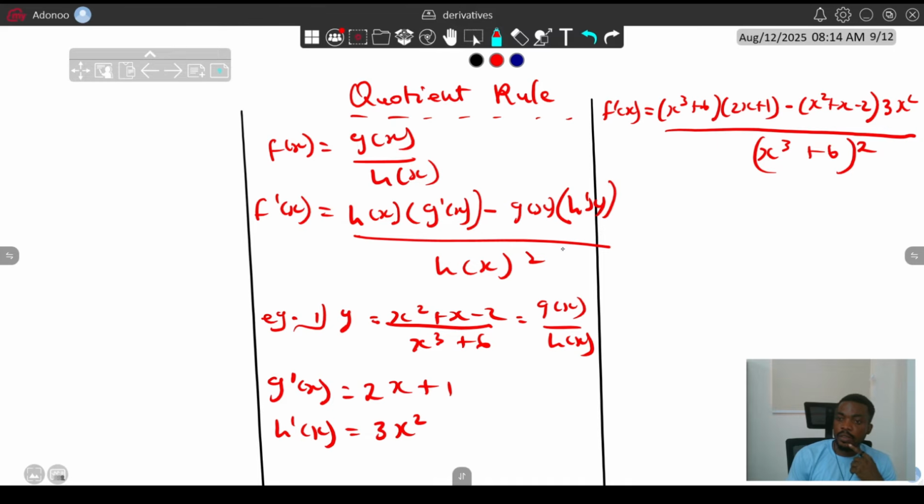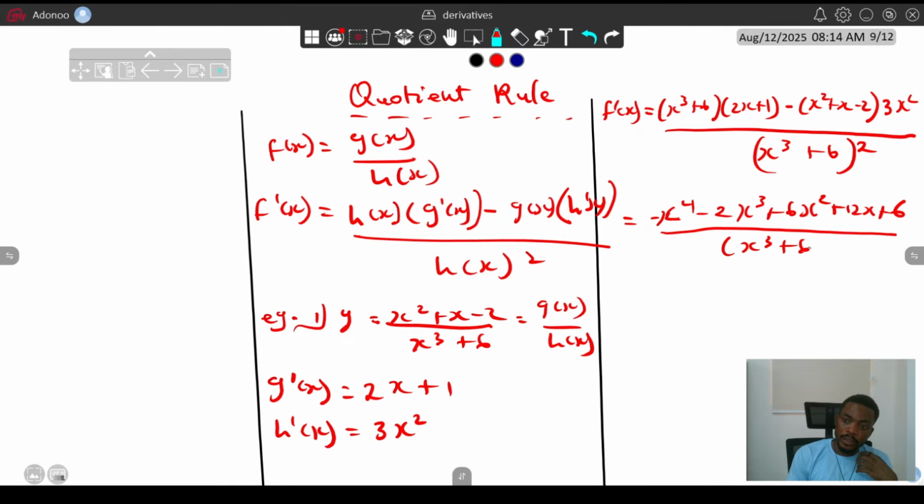So we have this, and then we just need to simplify the numerator. I implore you to do the simplification, and then you will arrive at 2x cubed plus 6x squared plus 12x plus 6 all over x cubed plus 6 all squared.